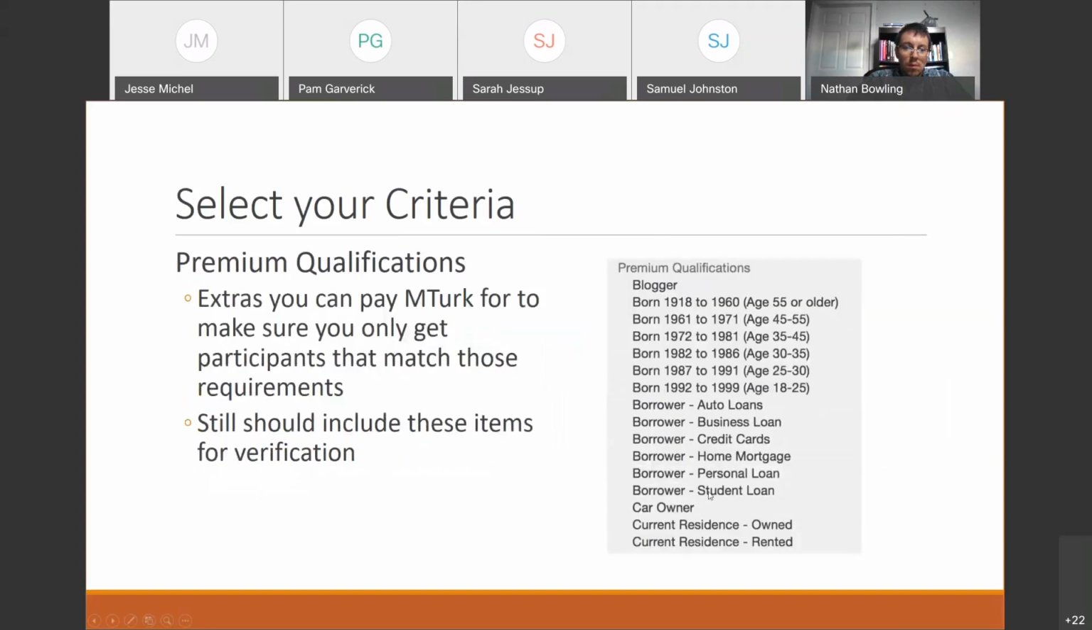So here are some of the premium qualifications. These range from 5 cents to 50 cents per qualification. The only one I ever use is full-time workers. I often do that because reviewers are going to want to know that these people are actually employed outside of MTurk. I pay, I think, 35 cents per participant. On top of that, I end up screening too, because they may have filled out the survey saying they're employed full time, but they've since lost their job. So I do a pre-screen, I pay them, and I make sure.